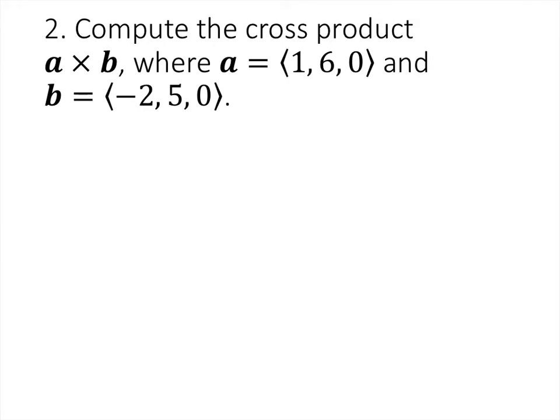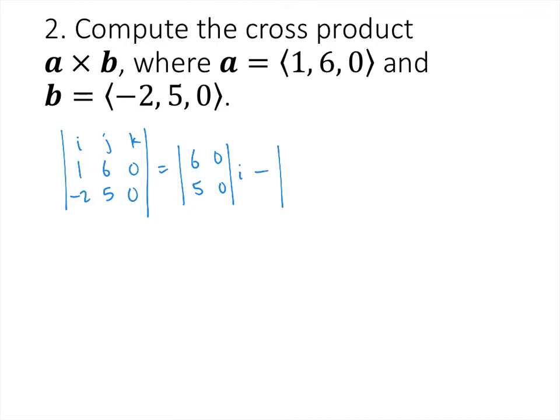We're going to do this next one the same exact way. Again, set up our 3 by 3 determinant, i, j, k, then write the first vector, 1, 6, 0, and then the second vector, negative 2, 5, 0. Work this out, we get the determinant of 6, 0, 5, 0 times i, minus 1, 0, negative 2, 0 times j, plus 1, 6, negative 2, 5 times k.